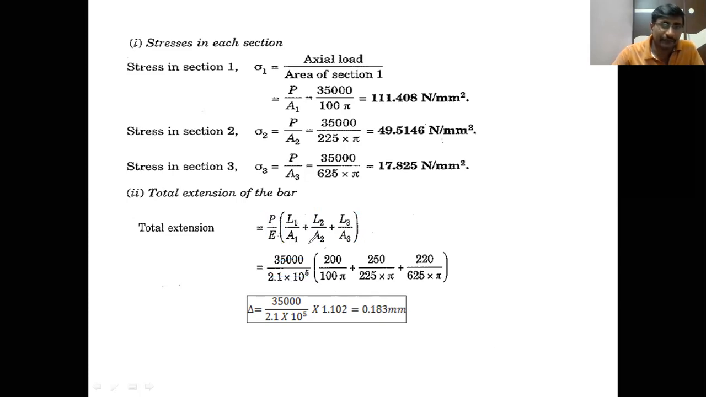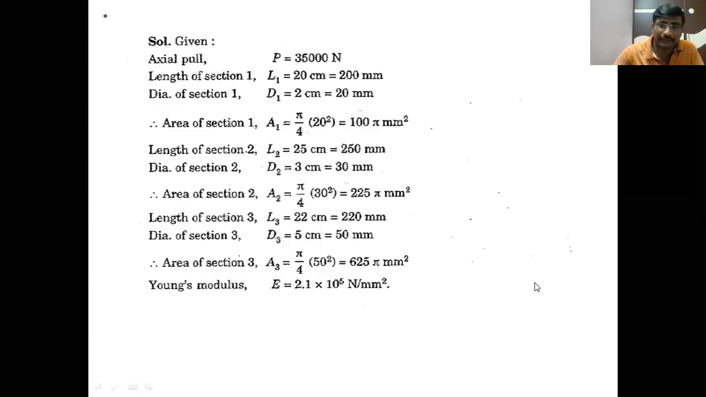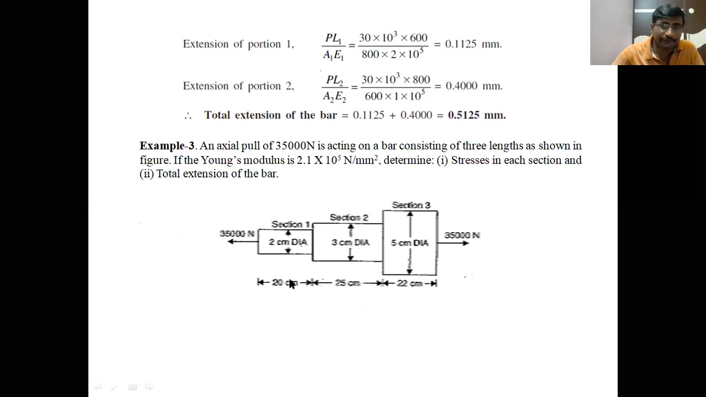So P is 35,000, E is 2.1 into 10 to the power of 5. The length of the first section is 20 centimeters, the second section is 25 centimeters, and the third section is 22 centimeters. If we convert it to millimeters, it is 200 mm, 250 mm, 220 mm. Clear?